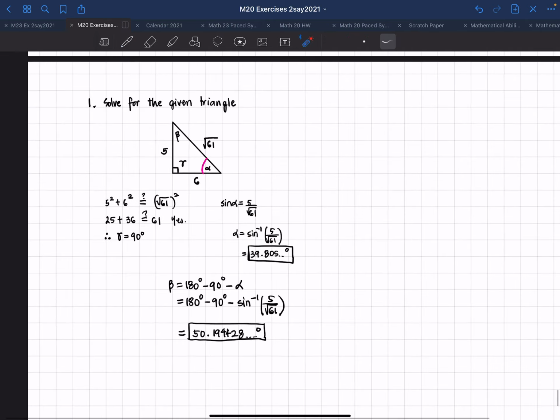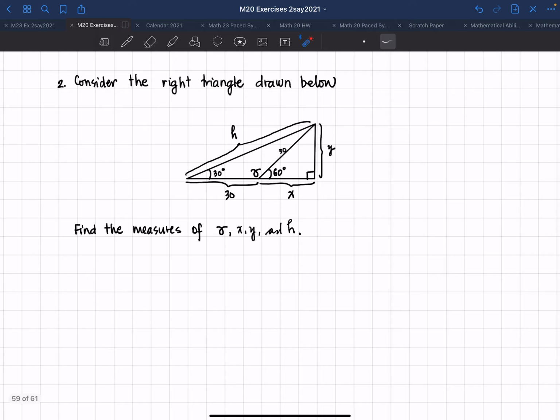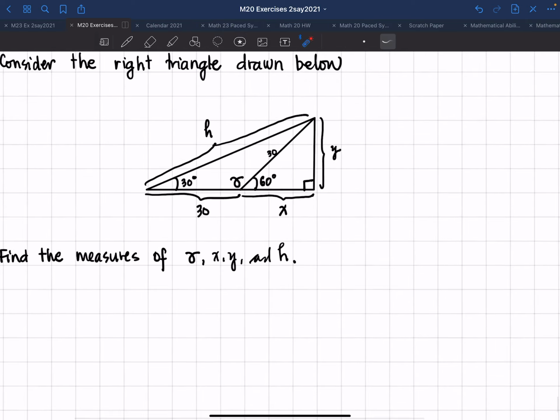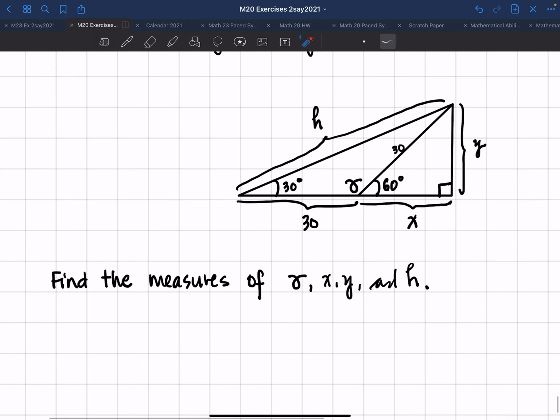Okay, number 2. Let us consider the right triangle drawn below. So, ito yung right triangle natin. So, find the measurements of gamma, x, y, and h. So, tingnan natin mabuti yung figure. This is 30 degrees. The length of this is 30. This is 30. This is 60 degrees.